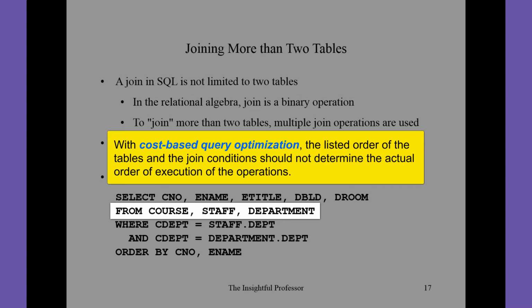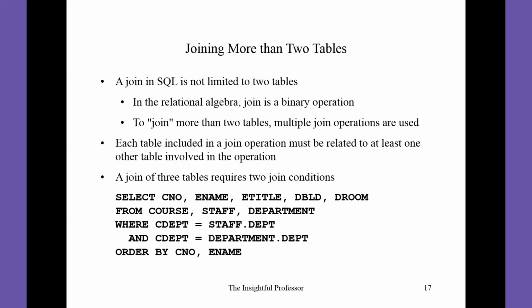It is possible that the system chooses to join course and department first. Then it brings into that result the staff table. Remember, if we join course and department, what is the outcome? A table. That new table can then be joined with staff. There are actually 2 join operations being performed. Thus, while we write a query that looks like a 3-table join, the system actually performs multiple 2-table joins. This is because the join operation is binary in nature. It operates on exactly 2 tables.